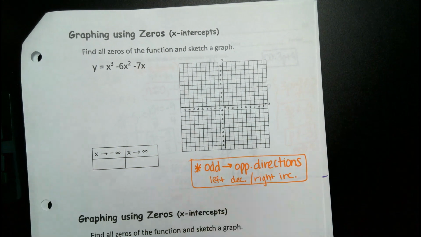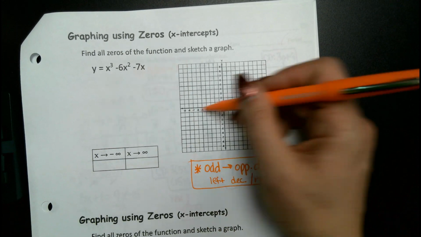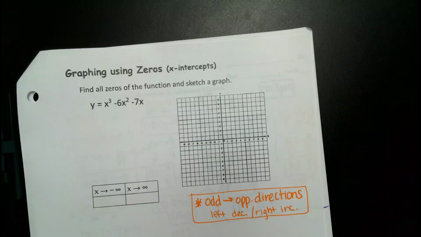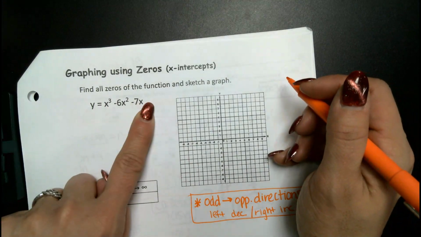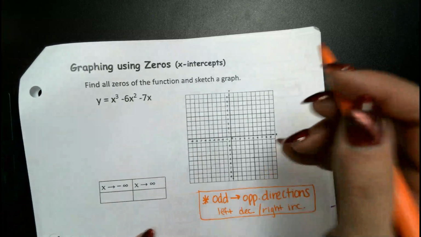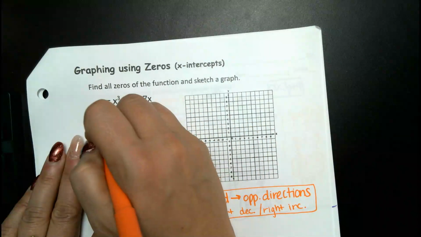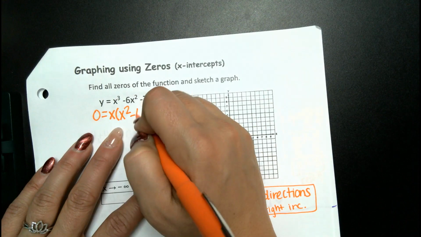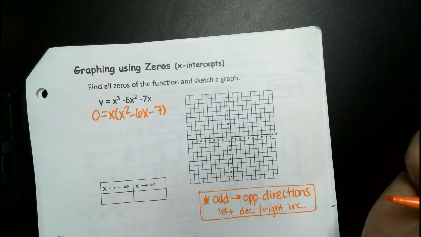But in order to actually graph this, we need to know where it's going to cross the x-axis. This goes along with what we did yesterday. Remember that factoring we did yesterday? What do these three have in common? They just have an x in common, right? So we're going to factor out the GCF, and if you bring an x out, x squared minus 6x minus 7.